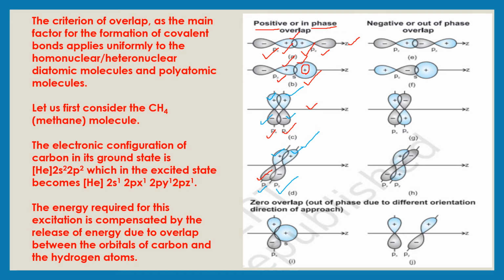If I show the negative of a lobe overlapping with the positive of the other, that means they are out of phase. This particular type of overlapping is impossible, so we say that this is negative overlap. This kind of overlap can never give rise to bond formation. And there is the last one, the third one, which is called zero overlap. Zero overlap, out of phase again, because of different orientation directions of approach.